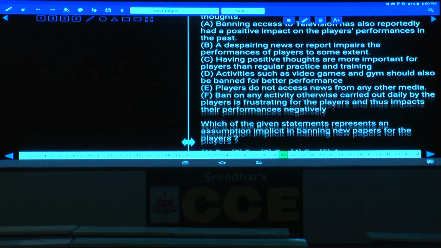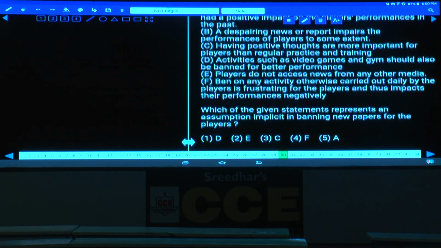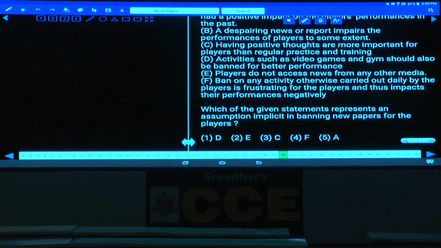Now tell me, what are they saying? E. Players do not access news from any other media. Players do not access from any other media, that is choice 2. Now sir, while banning this one, they have banned only what? They have banned only newspaper. Why have they banned only newspaper? Assuming that these people will not watch the other thing. And if they thought that these people will watch the news from other media, then they would ban that also. What is the main objective here? The main objective of the coaches is to ban the news.